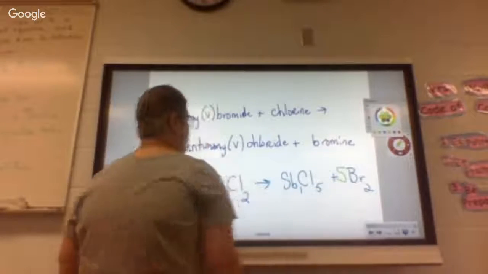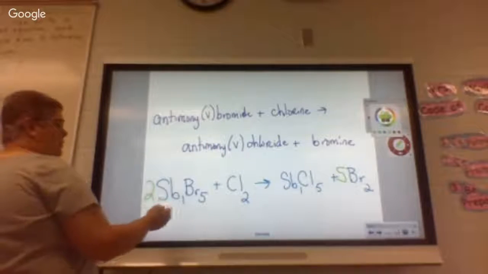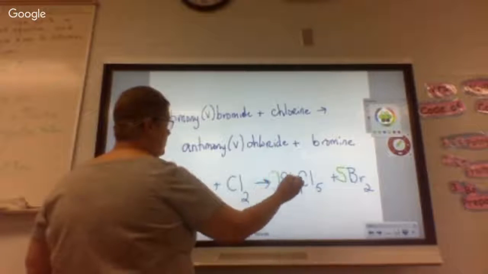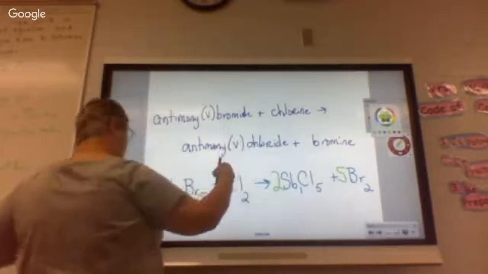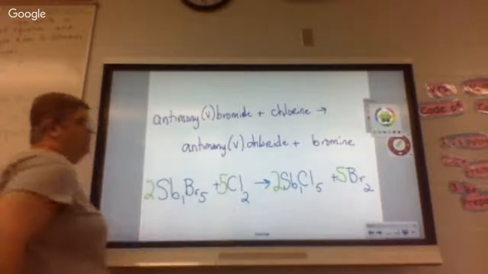5. Most fabulous. How many Sbs are here? 2. How do we get 2 here? 2. Excellent. How many chlorines? 10. How do we get 10 here? 5. Fabulous. Everybody got it?